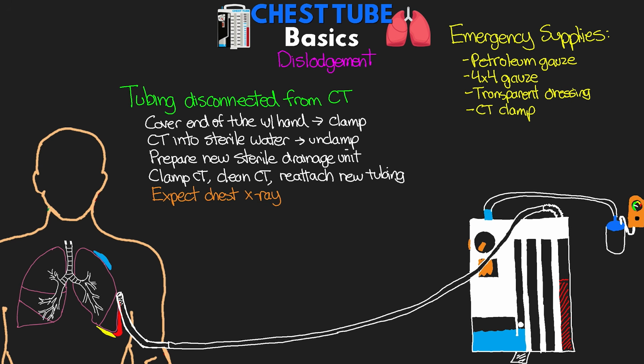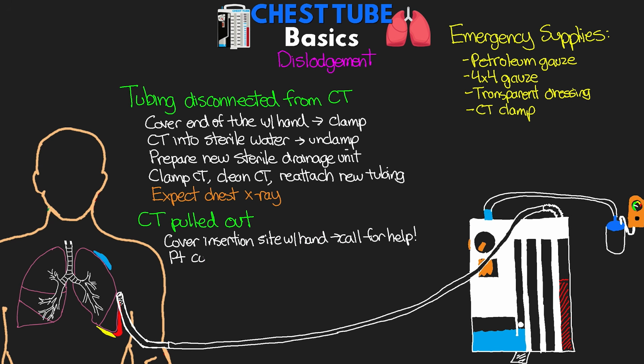Now, in a more severe case where the chest tube itself has been dislodged or completely pulled out of a patient, first off, immediately you want to cover the insertion site with your hand and then call for help. Now, if your patient is able to assist you, you want to have them cough and exhale as long as they possibly can. This is going to keep air from re-entering that pleural space, but make sure that you're uncovering with your hand while they do this and then recovering when they're taking a breath.